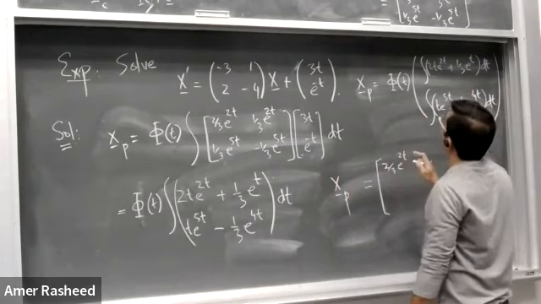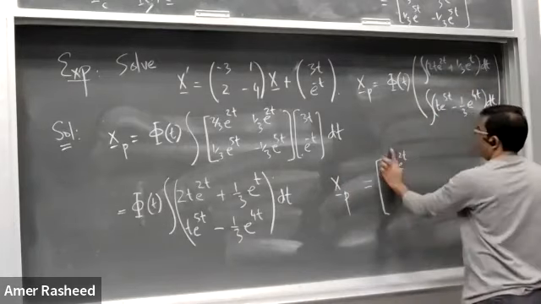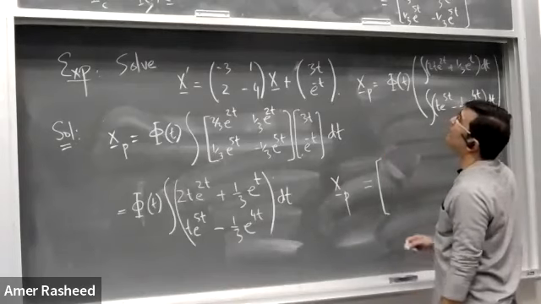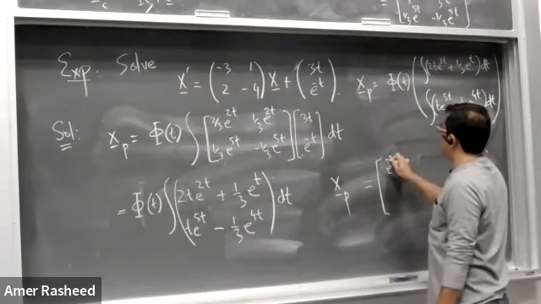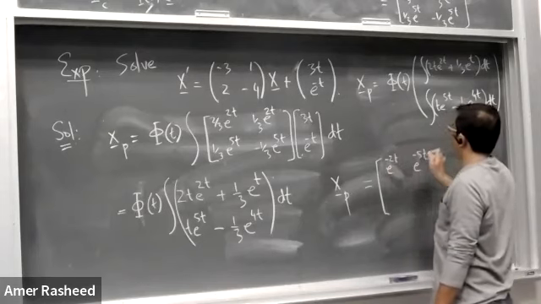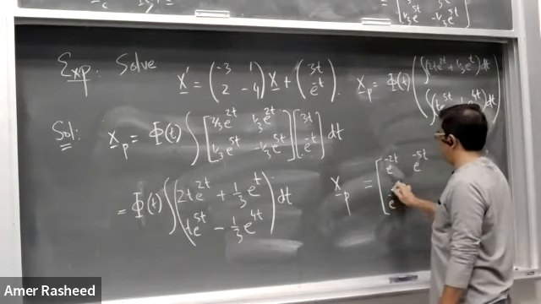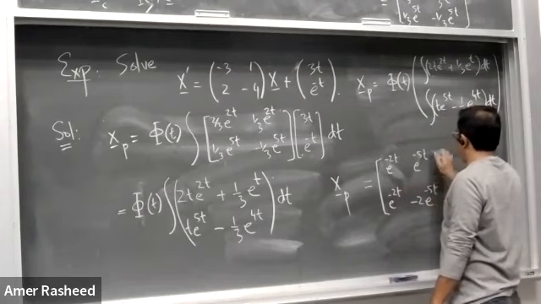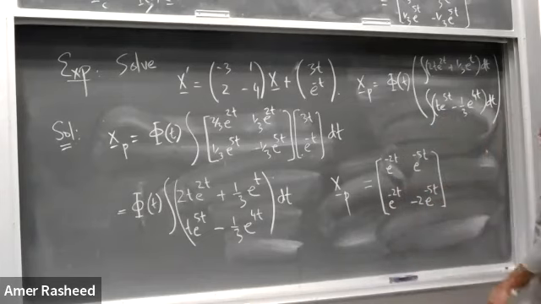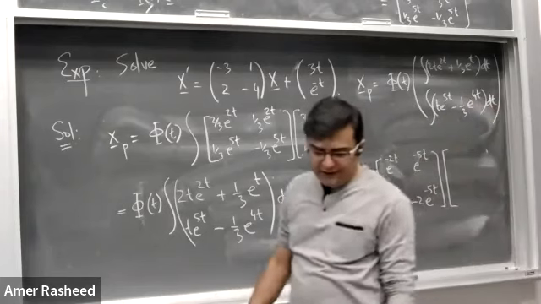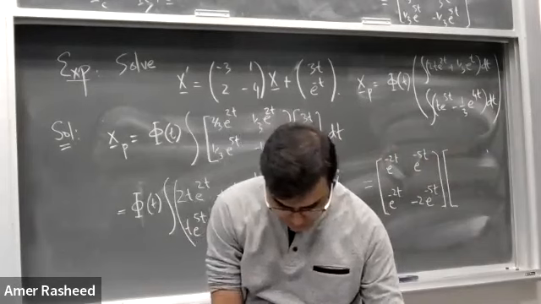No, this is the value of the inverse. What is the value of phi of t? Phi of t is nothing but e to the power negative 2t, e to the power negative 5t, e to the power negative 2t, negative 2 e to the power negative 5t. This is your phi, times the value of these things.